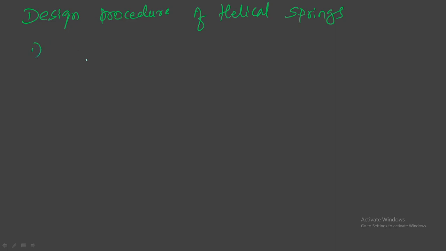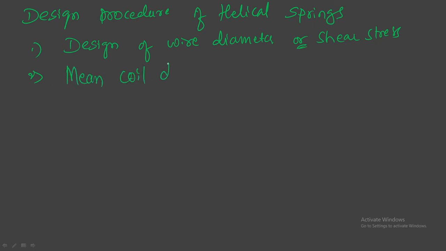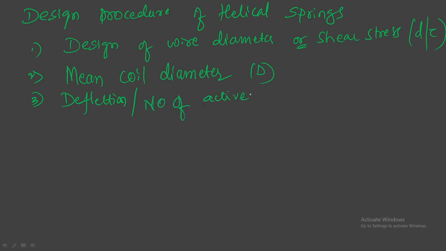The first step, design of wire diameter or shear stress. Second, mean coil diameter. In this you can calculate small d or tau. Okay. So next is mean coil diameter. Third one, deflection or number of active coils. You can calculate small y or you can calculate small i. Okay. Next, the free length of spring. This is L naught.